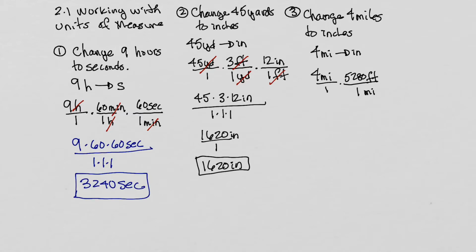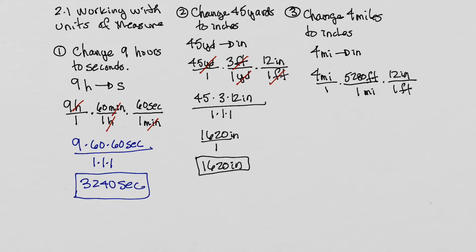And now what I want to do is I want to get rid of the feet, right? The miles are going to cancel. I want the feet to cancel. So what do I know? I know that there's 12 inches in 1 foot. So let's make that multiplication. So times 12 inches in 1 foot.